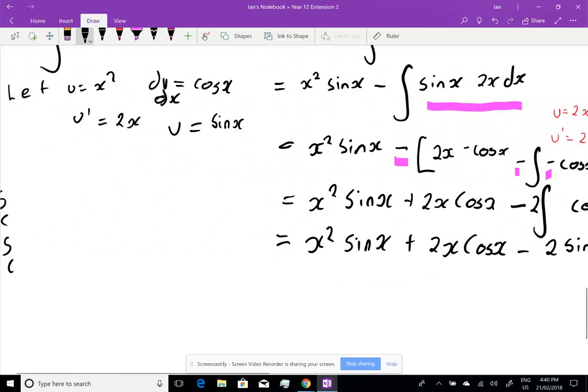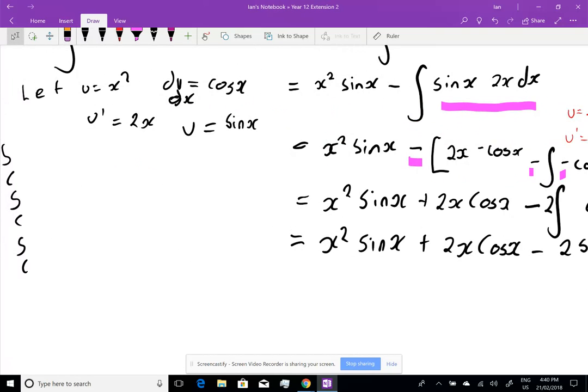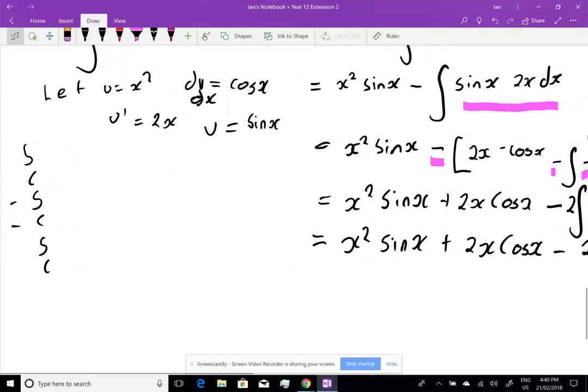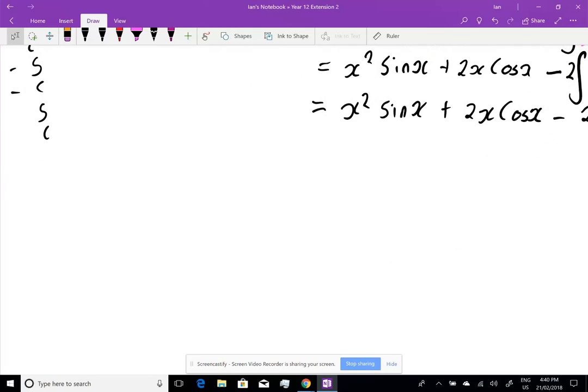So after you get used to these, they're not that hard. 2 more. I'm going to do 2 more examples, then you need to get going. So number 6.